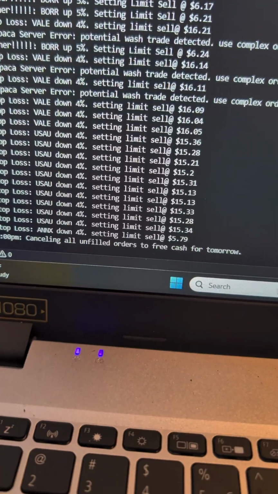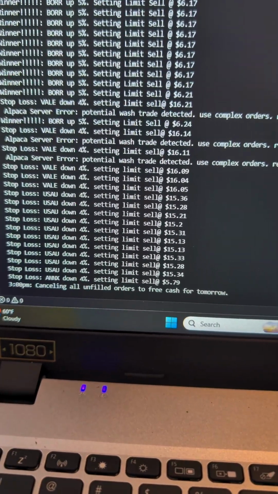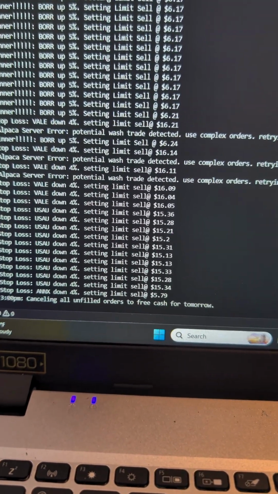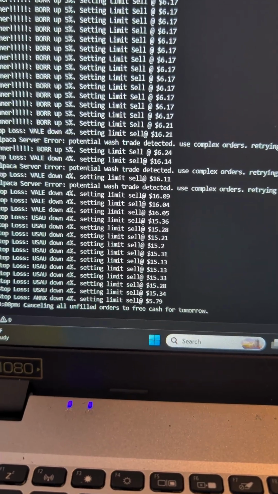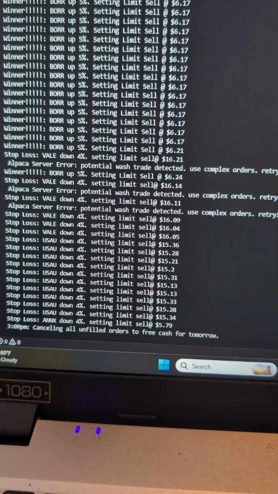And then at 3 p.m., it'll cancel any orders for the day. And then at 3:30 on Friday, it automatically cancels, or it sells every position I have. So on Monday, it buys all the positions.